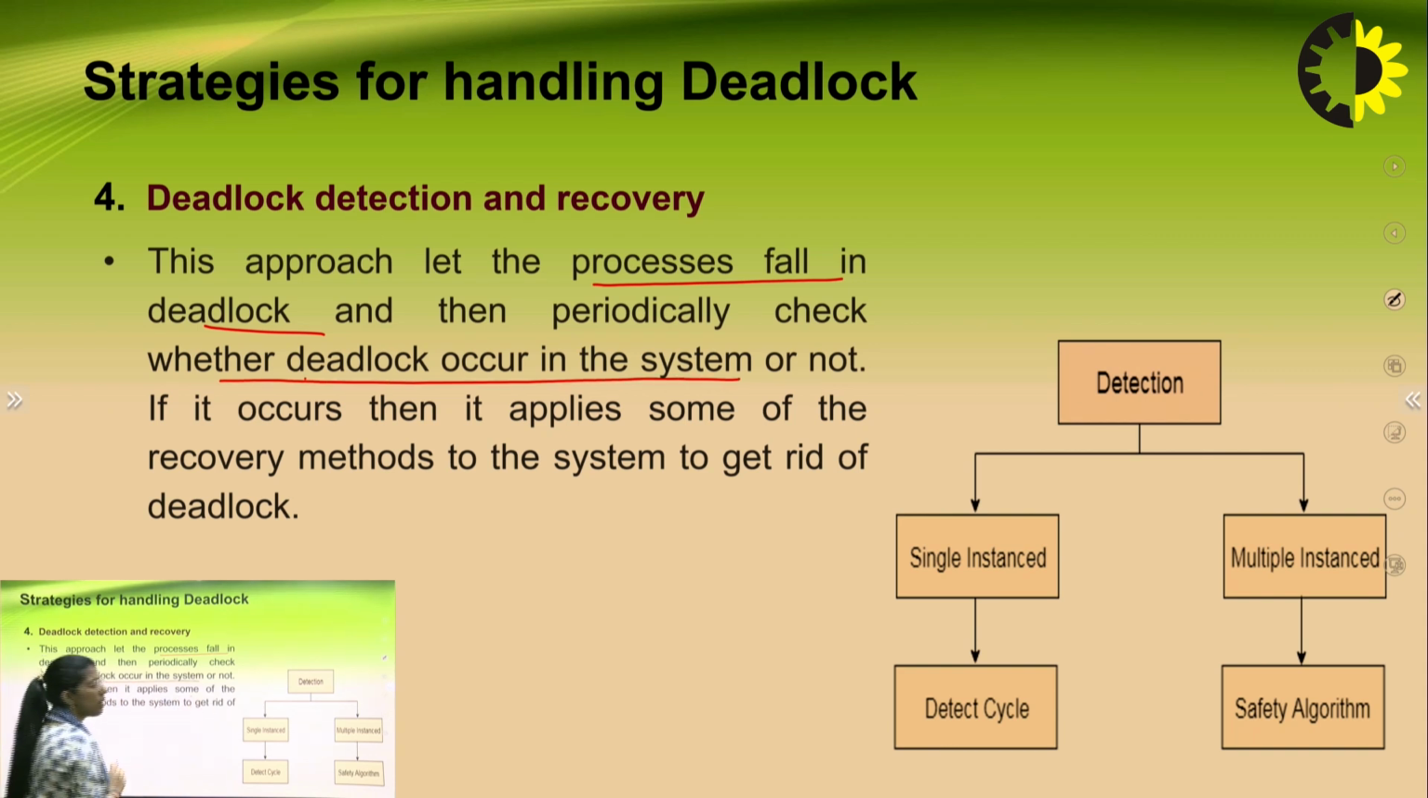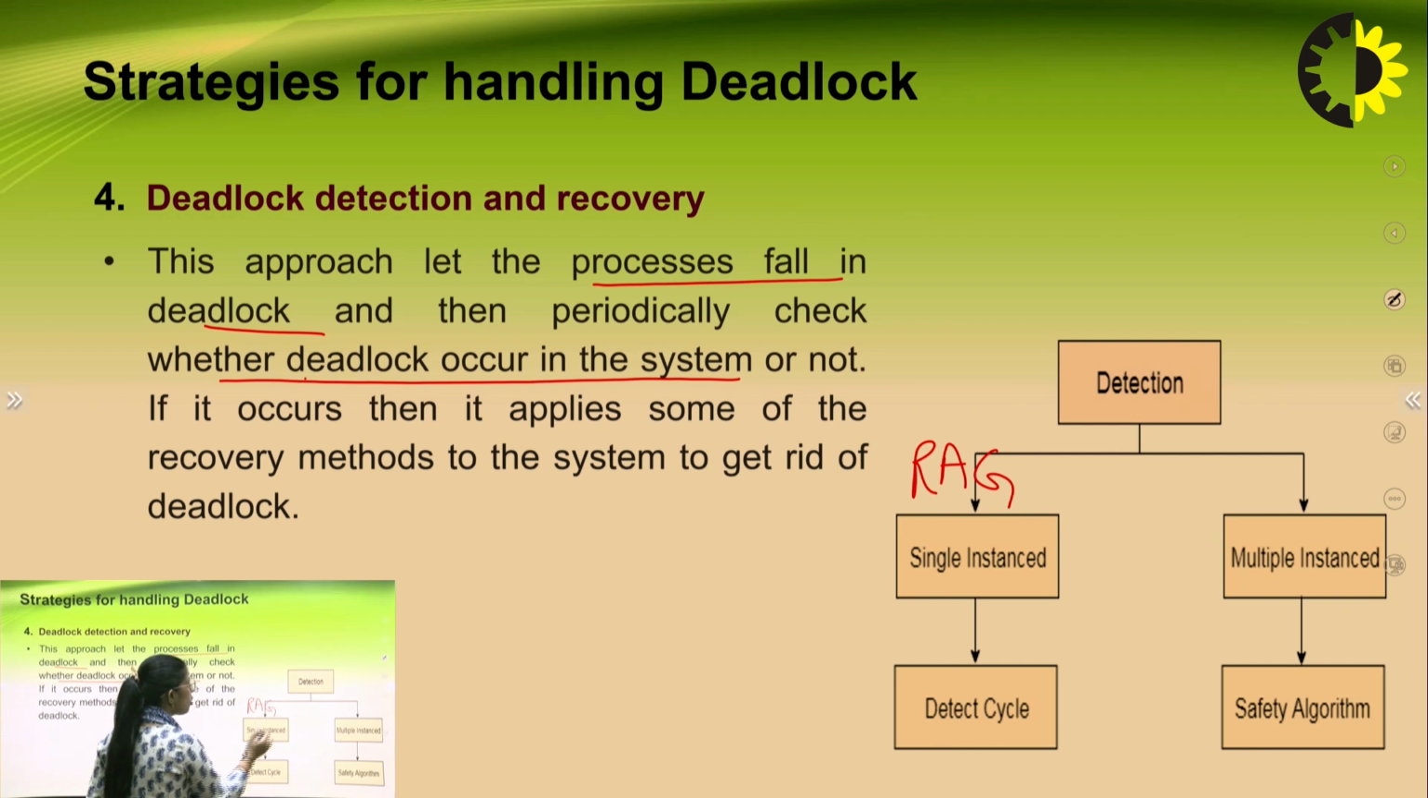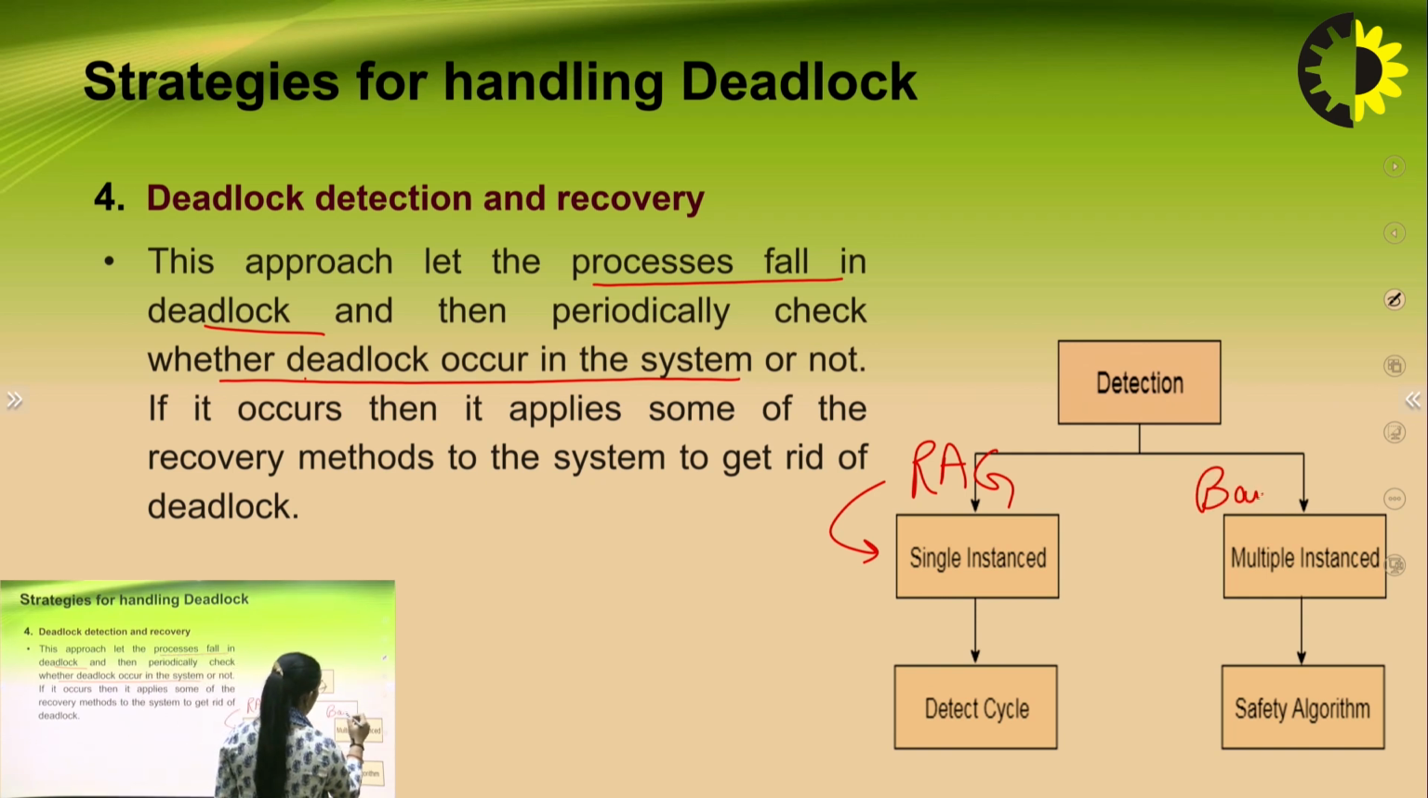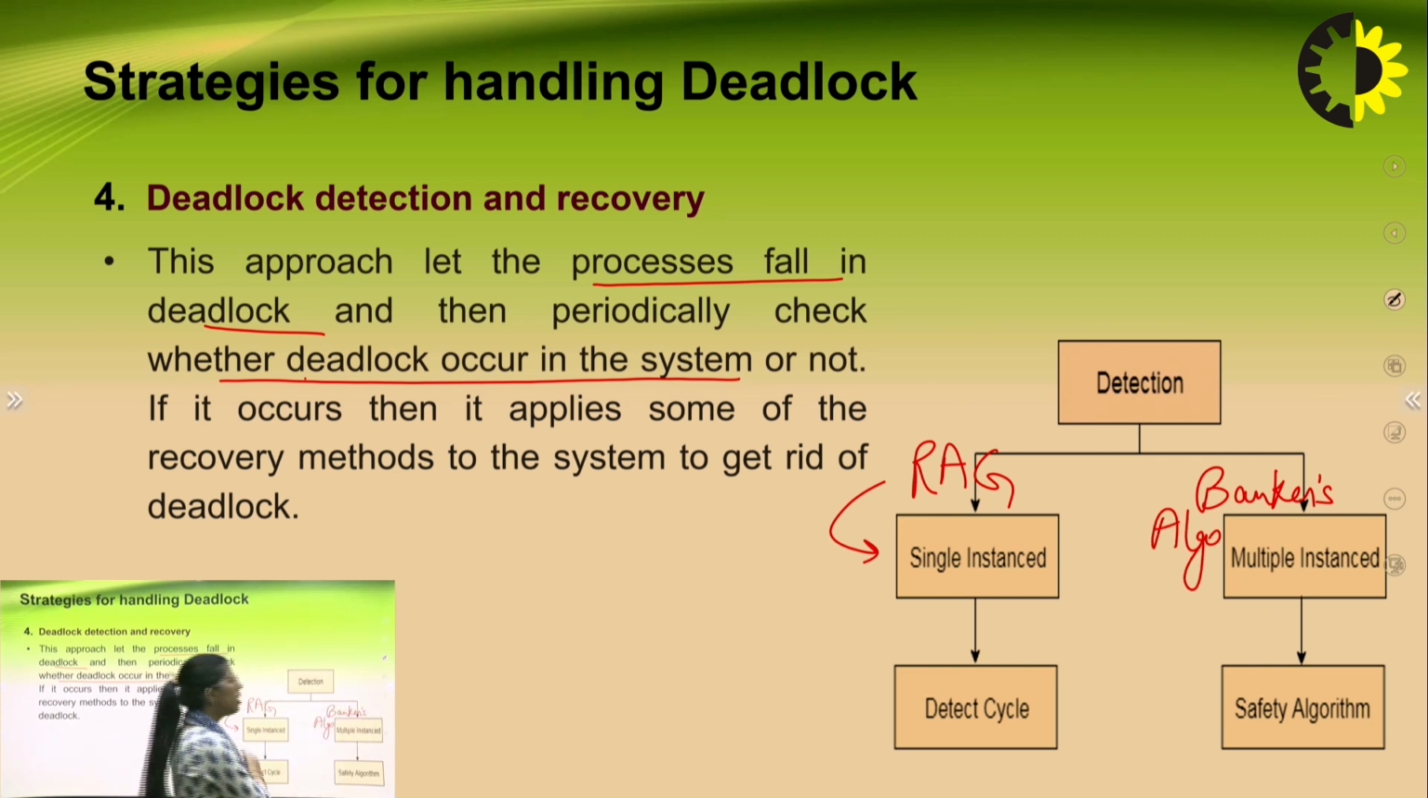So in this step where the system falls into deadlock and we check whether there is deadlock in the system or not, we already studied RAG, which is used for single instance. In case of multiple instances, we have Banker's algorithm, which we already studied. So this is how deadlock detection happens in the system. If we want to detect the deadlock, in case of single instance we use RAG, the resource allocation graph. In case of multiple instance resources, we use Banker's algorithm.